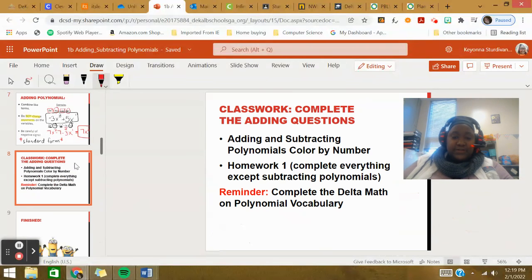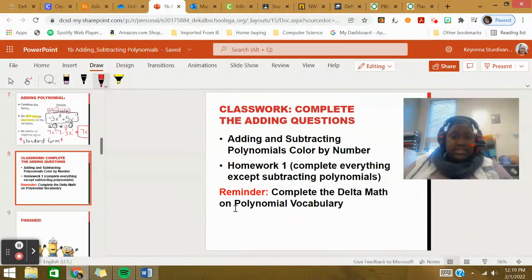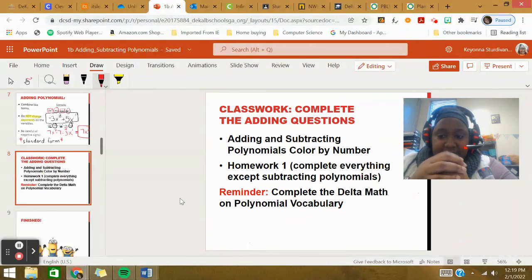Guys, the classwork for today, and again, pause the video at this time to copy this down. The classwork for today, you guys will be given two assignments. One is going to be the adding and subtracting polynomials coloring by number assignment. And then you're also going to be given a Homework 1 assignment. You're going to complete everything on Homework 1 except the subtracting polynomials. And then the following day, we'll follow up with subtracting.